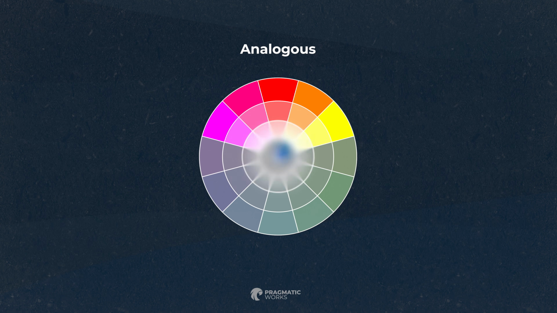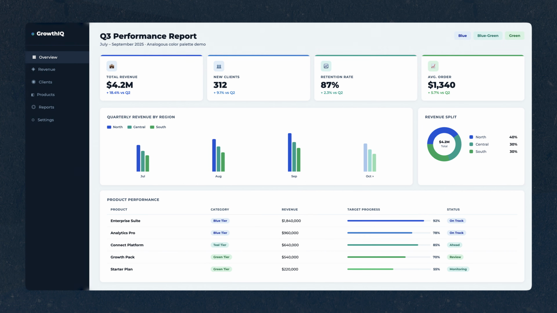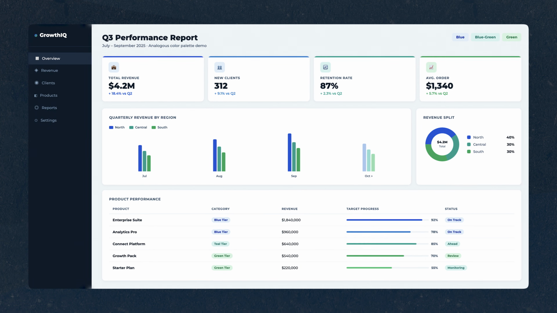Now, analogous is colors that are next to each other on the color wheel. So for example, you could have a blue-green, and a green. Nice flow. And it feels very harmonious and calm. And this is really great for when you need some differentiation without that chaos, right? This group is blue, this group is green, any crossover is the blue and green.